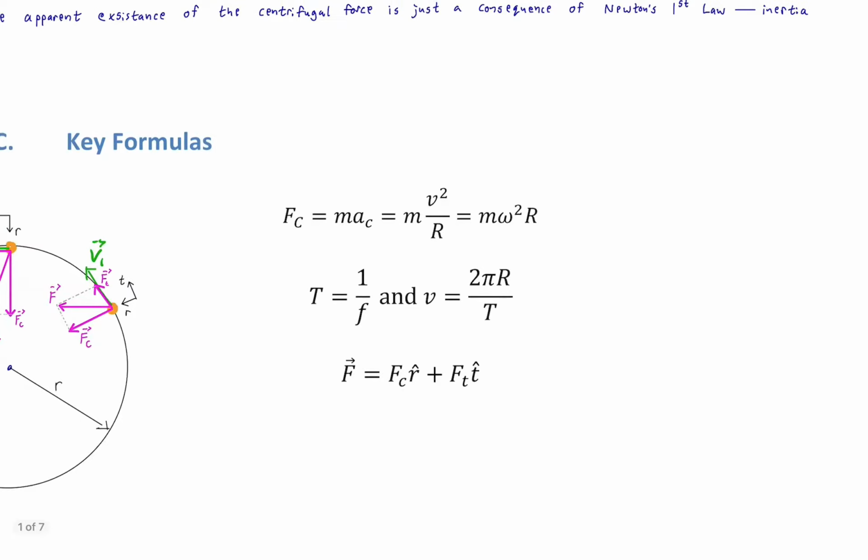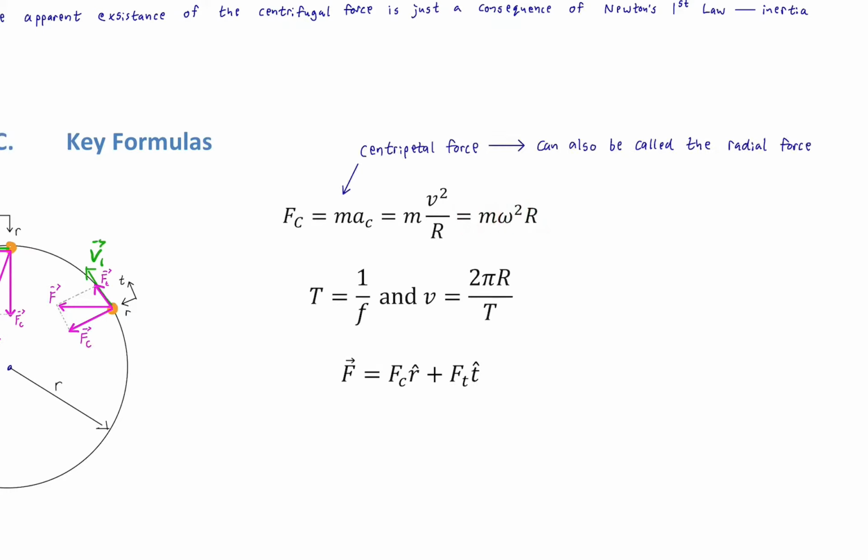So the centripetal force is just mass times the centripetal acceleration. By definition, it is m times v squared over r. That right there is the centripetal force. Now, of course, v equals omega r, so with the substitution, we can see the centripetal force in terms of angular kinematic quantities is m omega squared r, where omega is the angular velocity.